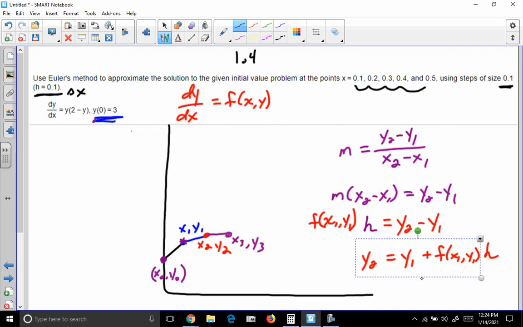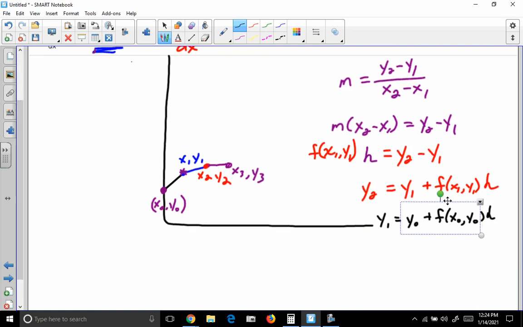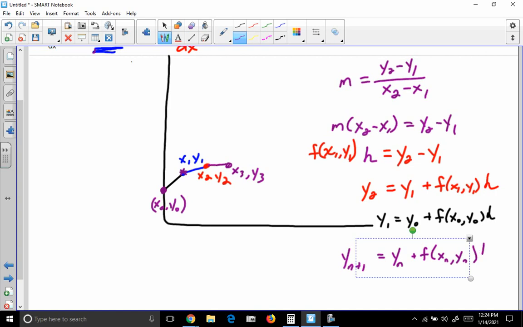Or, I'm not sure which subscripts they use here, we could call this y1 equals y0 plus f of x0, y0 times h. Or we could write it as a series, and we could call it y sub n plus 1 equals y sub n plus f of x sub n, y sub n times h.